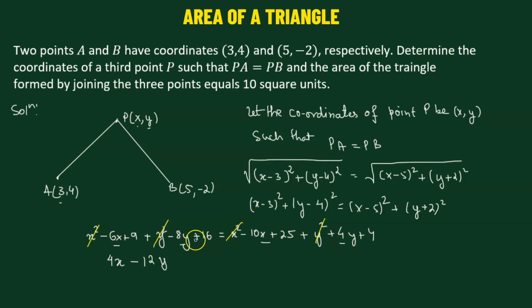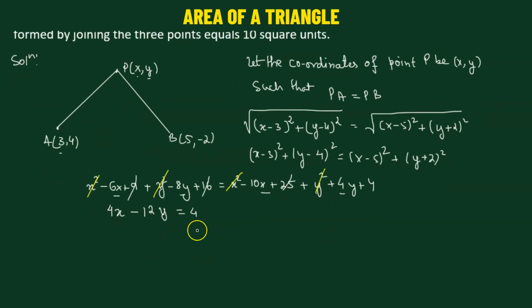Now we will combine the constant terms. 16 plus 9 is 25. So we can cancel out the 25 from both sides, and now we're only left with 4x minus 12y, so that's one equation that we have. Now we can factor out 4 from both sides, and that leaves us with x minus 3y equals 1. We're going to name this as equation number 1. Fine. So this is a relationship between x and y that we have obtained.